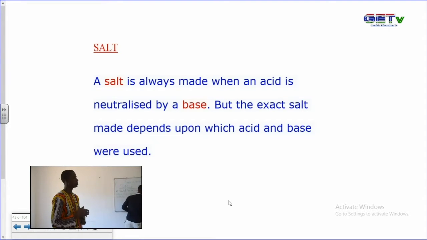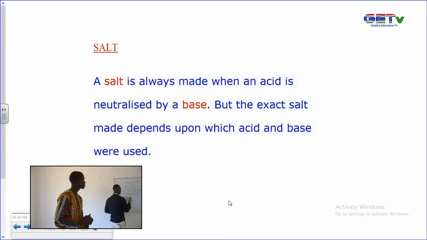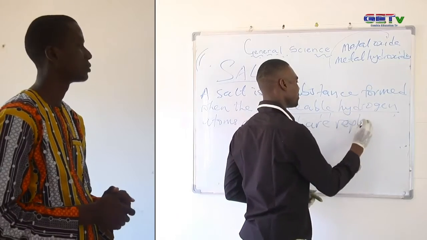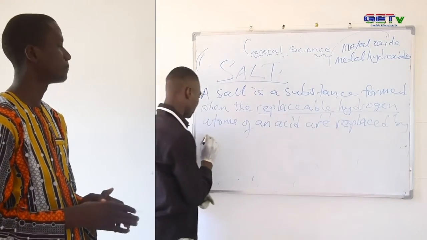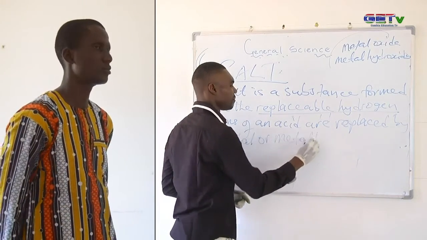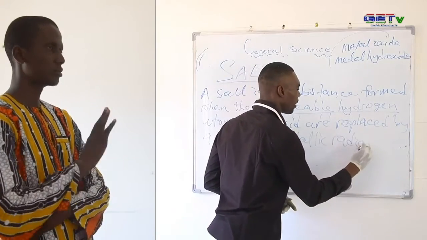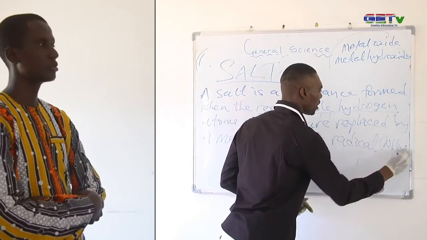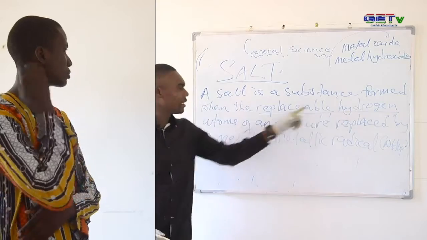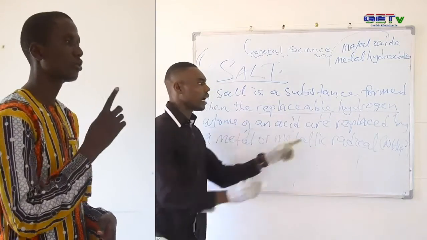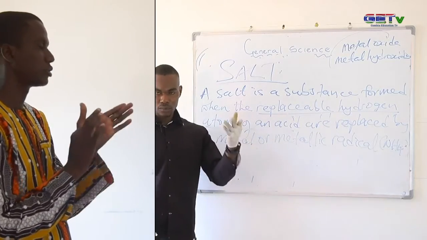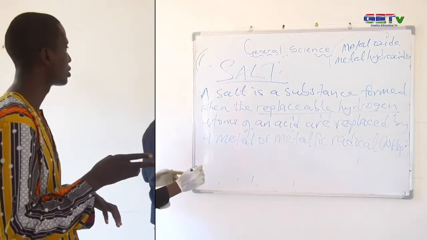Let me come back here quickly. Of an acid, rather. Atoms of an acid are replaced by a metal, or we say a metallic radical. Example, ammonia. So salt is formed when the replaceable hydrogen atoms of an acid are replaced by a metal or metallic radical. Example, ammonia. Let's look at this example here quickly now.